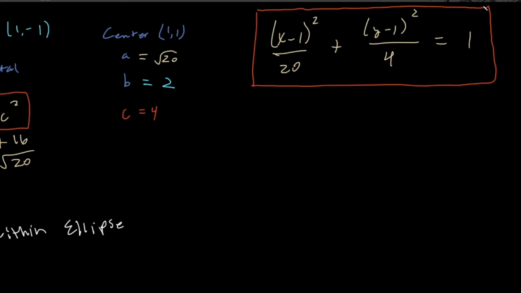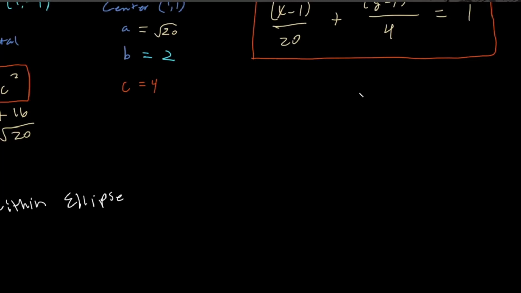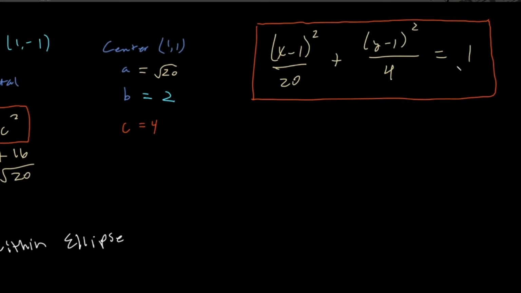Cool. Okay. Is the equals 1 standard to put in your equation? Yeah. You could write this as x minus 1 squared plus 5 y minus 1 squared equals 20. It's correct, but this tells you more. That's why we like this form. Okay. Does that make sense? Yeah. Great question, by the way.